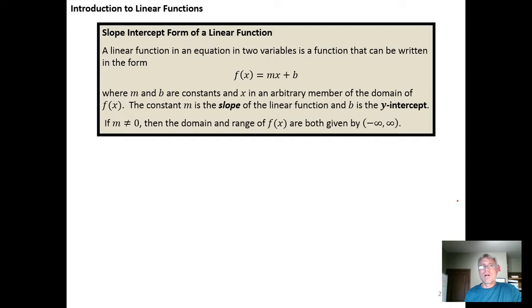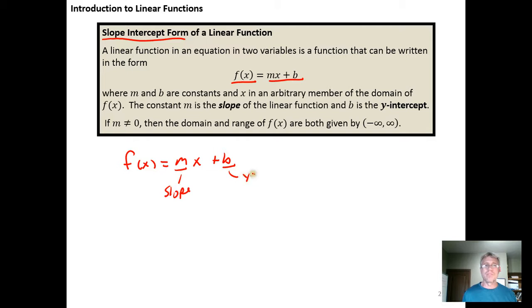So a linear function written in what we call slope-intercept form is a function that has the form f of x equals mx plus b. So f of x equals mx plus b. And m and b are just real numbers. The m is called the slope of the linear function, and the b is the value of the y-intercept.